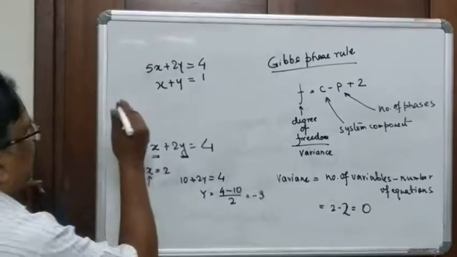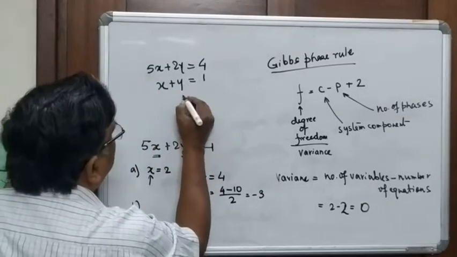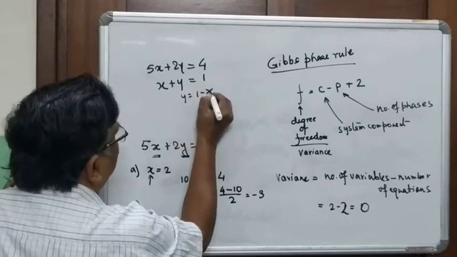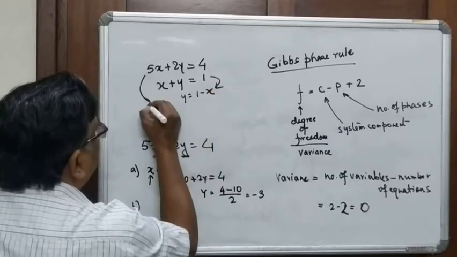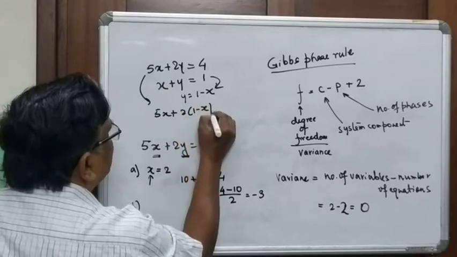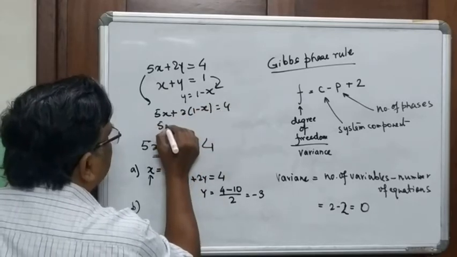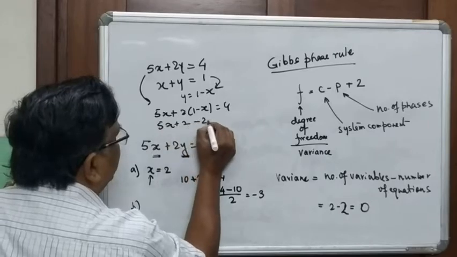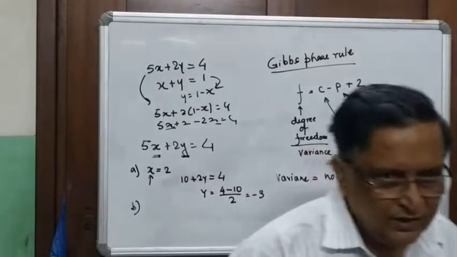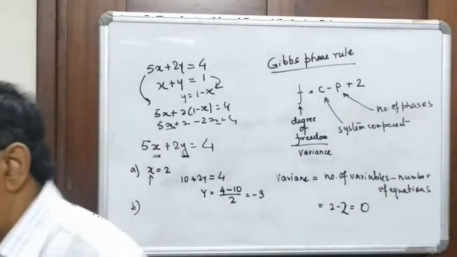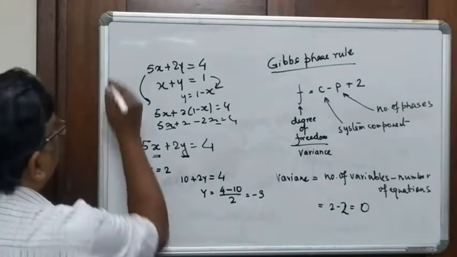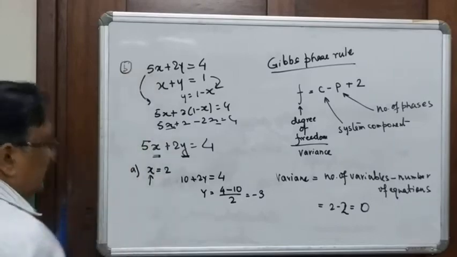So for example, how do you do it? Here, y will be equal to 1 minus x. From here, you put it in this: 5x plus 2 into (1 minus x) equal to 4. And so it's 5x plus 2 minus 2x is equal to 4. And so you can see you can find the value of x. I have told this is A and this is B. Right?